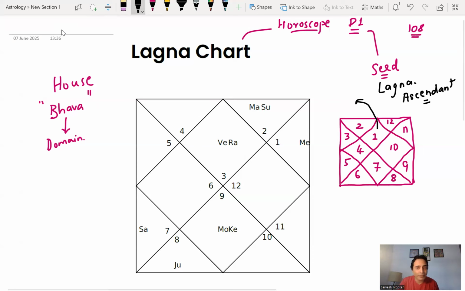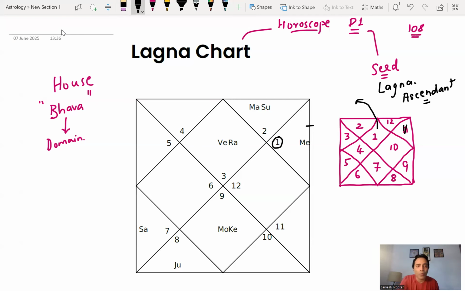Let me talk about these numbers that you see. Like in the first house in this chart, I have 3. So it starts from 1, which is which house? This is the 11th house, right? In the 11th house, I have 1. In the 12th house, I have 2. In the first house, I have 3. In the second house, I have 4, and so on. These numbers would be different in every chart.